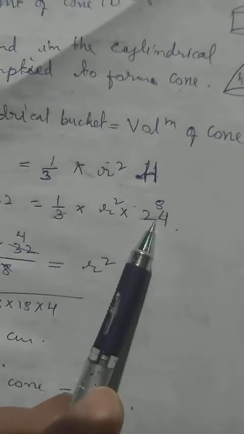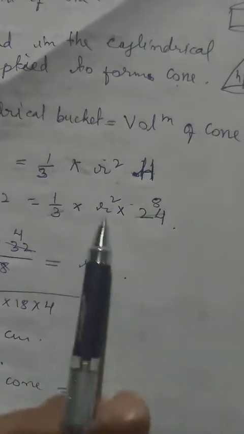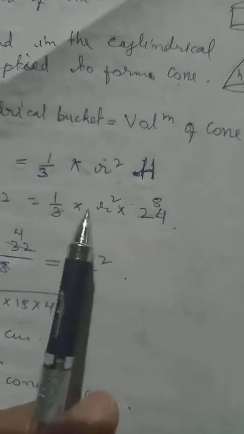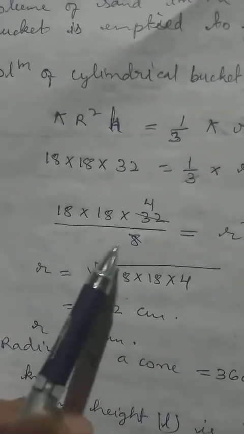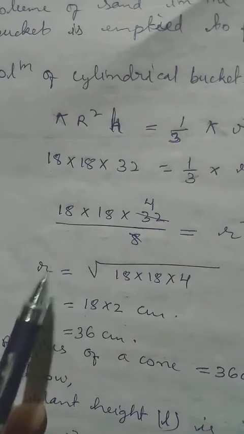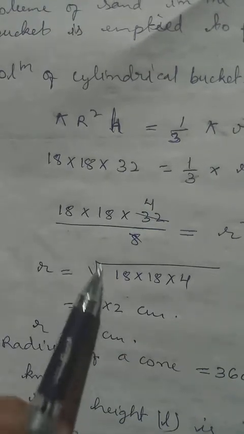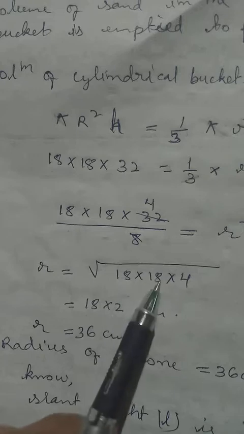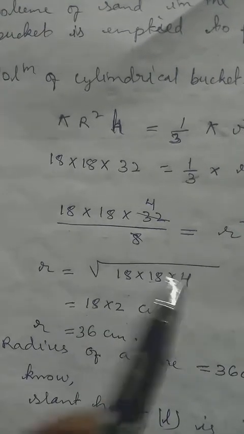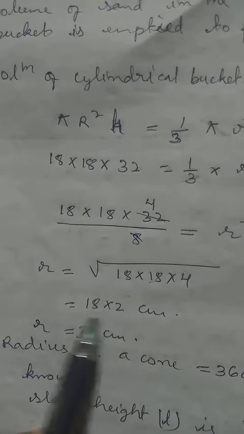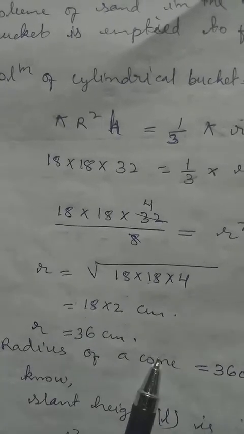So 3 divided by 24, we get 8. So here it is r square. If you want r, we have to divide the other side. So 8 divided here, we have 4. Now we want only r, so you put the square root. 18 and 18, two of them, we take out one. Then 4, when we take the root, it becomes 2. So 2 into 18 is 36.